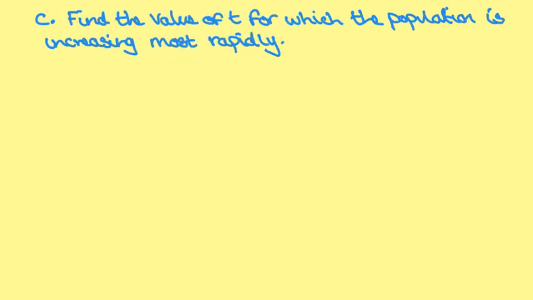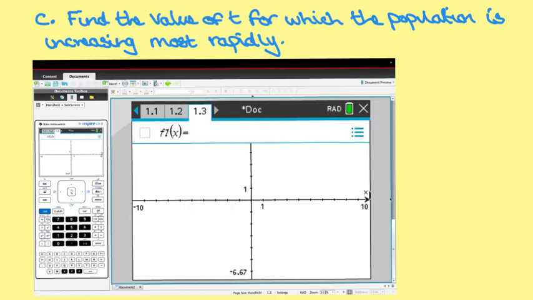Part C. Find the value of t for which the population is increasing most rapidly. In order to do this, I need to graph f dash of t and find the maximum. So I'm going to go back to my GDC. So I've opened the graphs page. Earlier I'd already defined my function, so now I want to draw the differential.